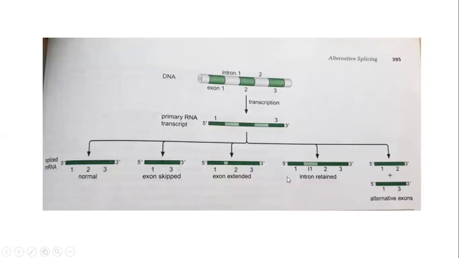So there are mainly 5 ways how the RNA is modified. One is the normal splicing, and second, these three are not included in your syllabus, so I skip this portion. But for general information, exon skipping, exon extension, and intron retention are the 3 more processes by which the RNA can be modified. And the last one is the alternative splicing, which is the key step of protein diversification.